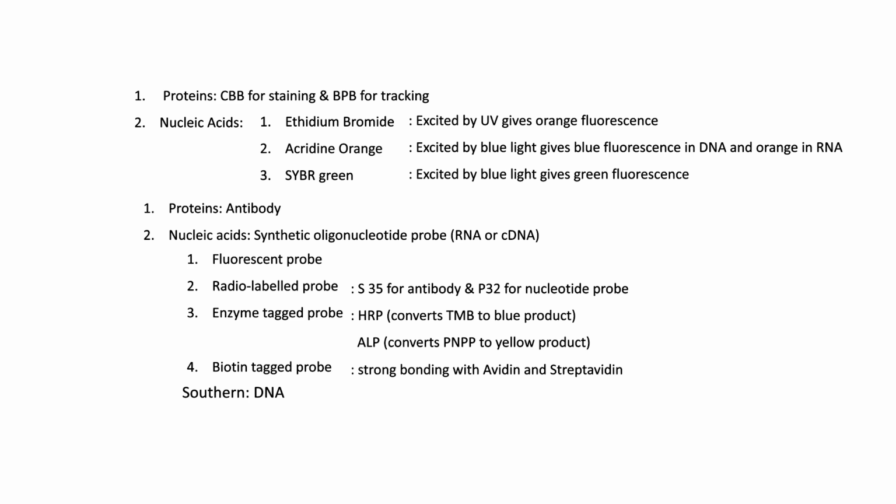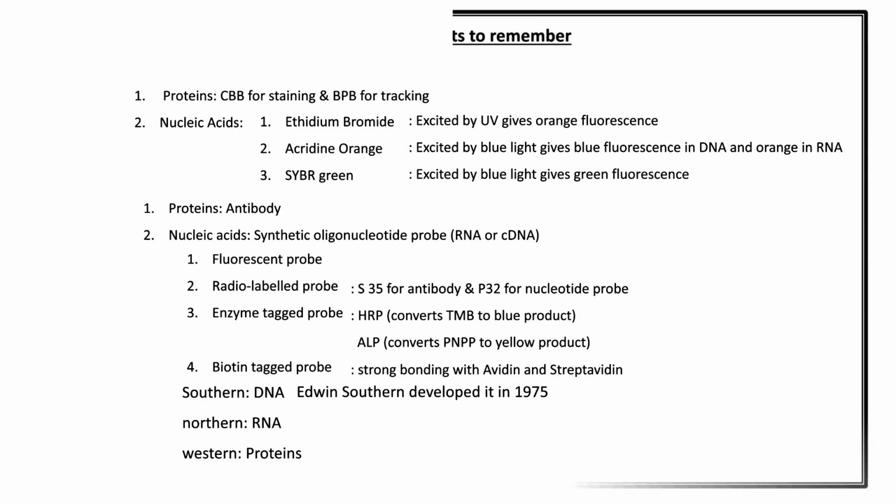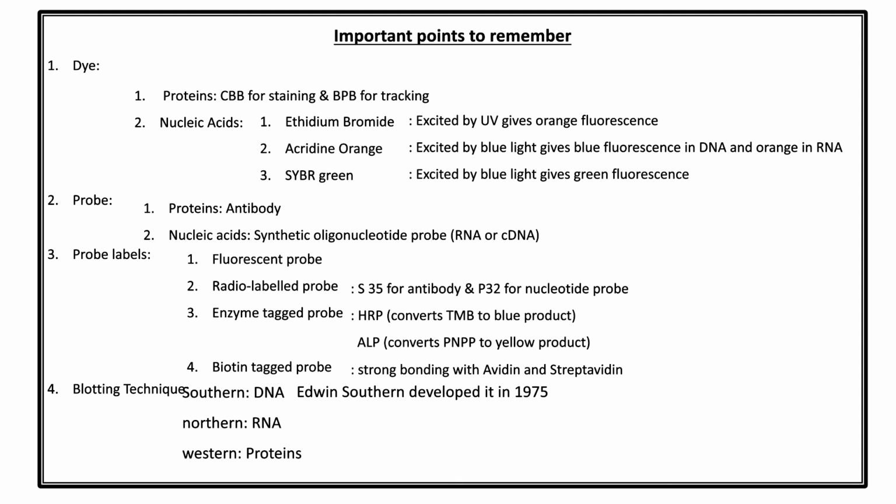Southern blotting for DNA analysis, northern blotting for RNA analysis, western blotting for proteins. And original name is coming from the name of the scientist Edwin Southern, who developed it in 1975. So these are the blotting techniques. So these are the special points to remember.